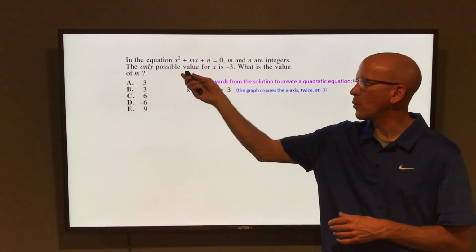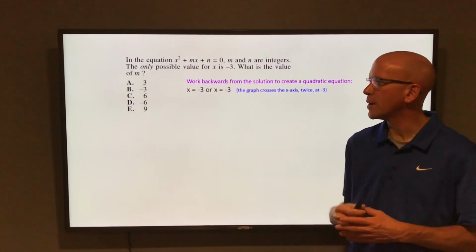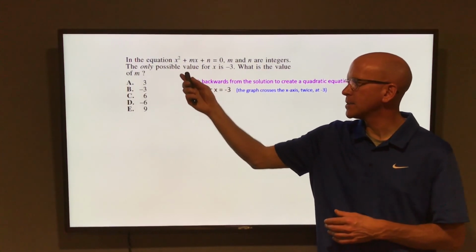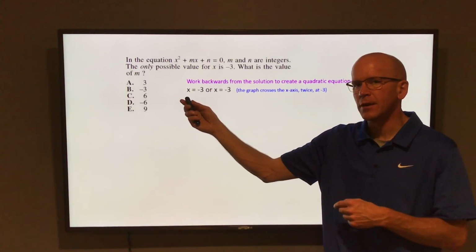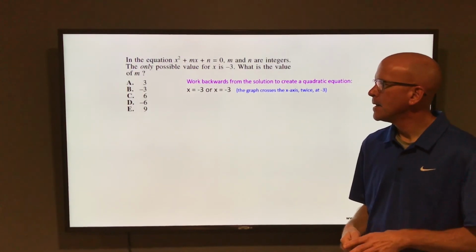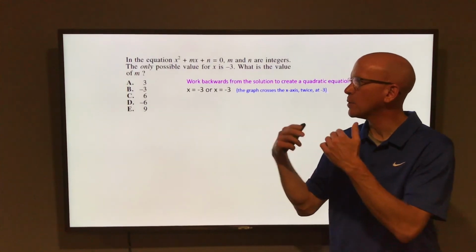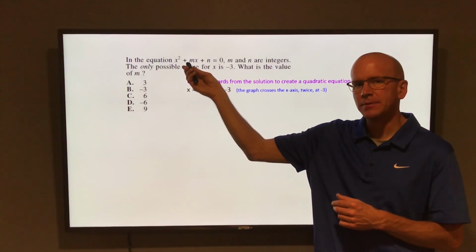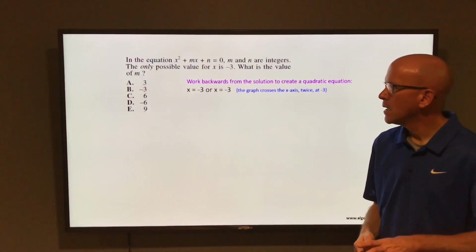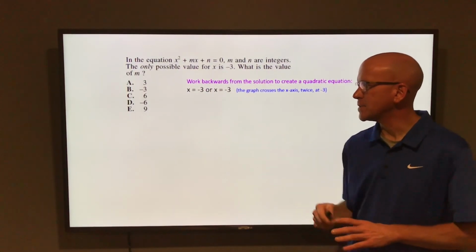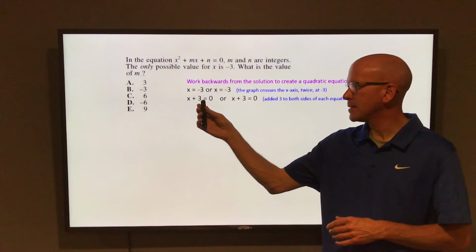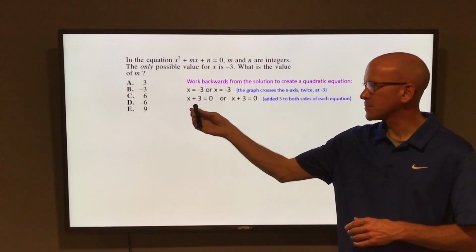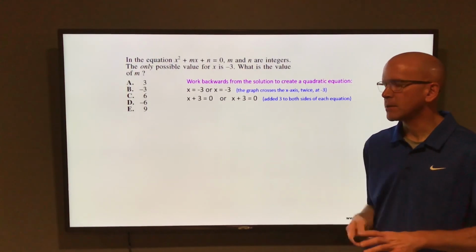You're told that the only possible value for x is negative 3. Well, it is a quadratic equation. That means you have 2 solutions that are negative 3. So we're going to take that and work backwards to the quadratic equation, and then we'll be able to see what m is, that middle coefficient. So if x equals negative 3 and x equals negative 3, you can add 3 to both sides of both equations. Get x plus 3 equals 0 and x plus 3 equals 0.